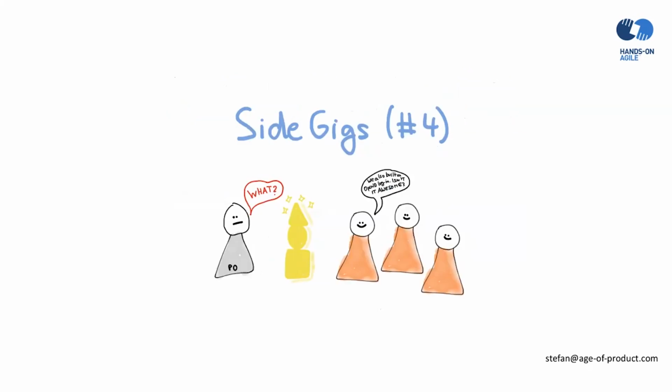Number 4, side gigs. The development team increases the scope of the sprint without prior consulting the product owner by adding unnecessary work to the sprint backlog items. We also refer to this as scope stretching or gold plating. This ignorance may result in a questionable allocation of resources. Let me give you one example.